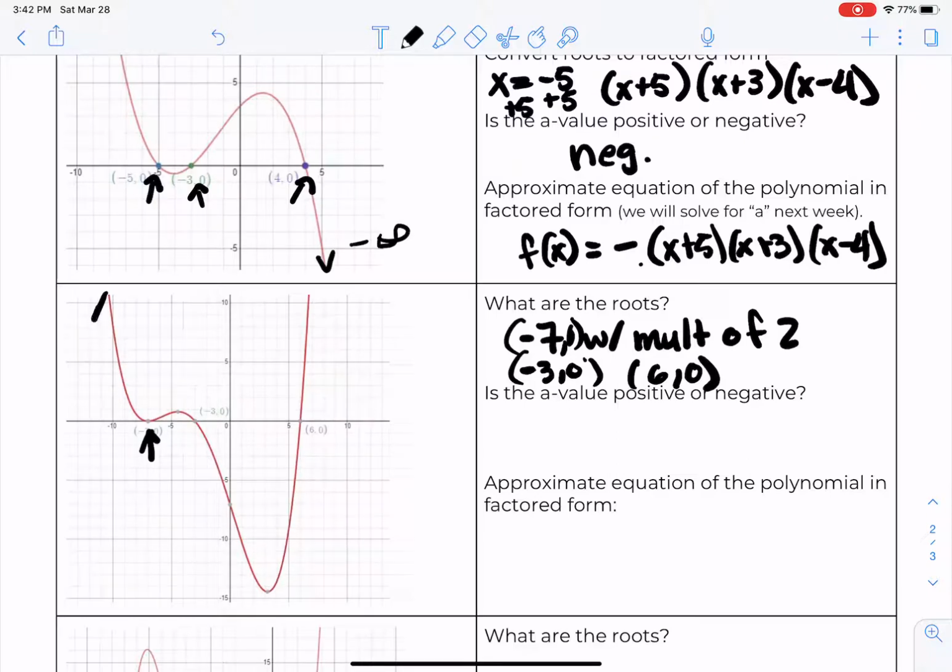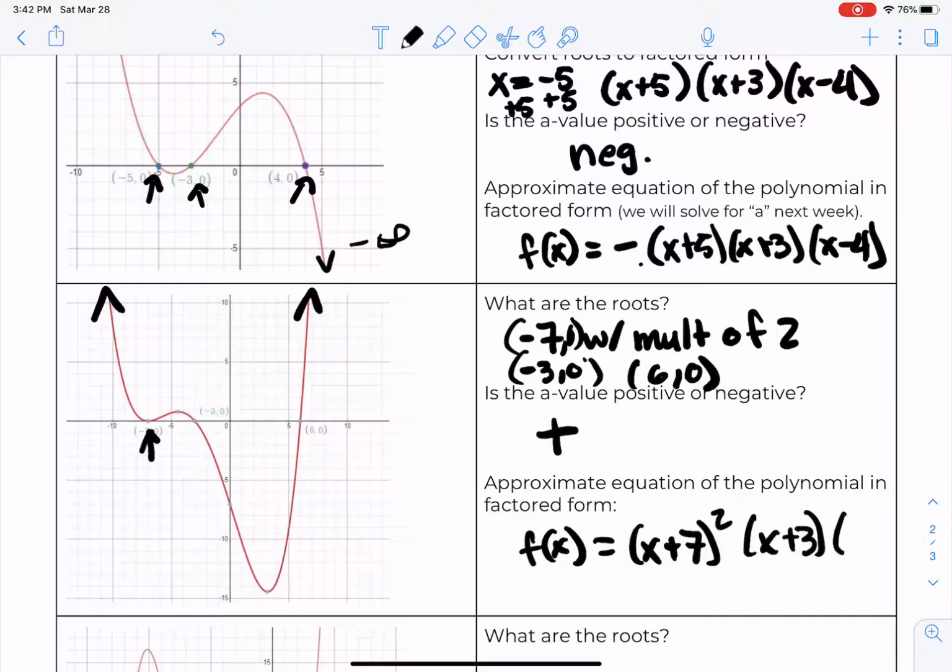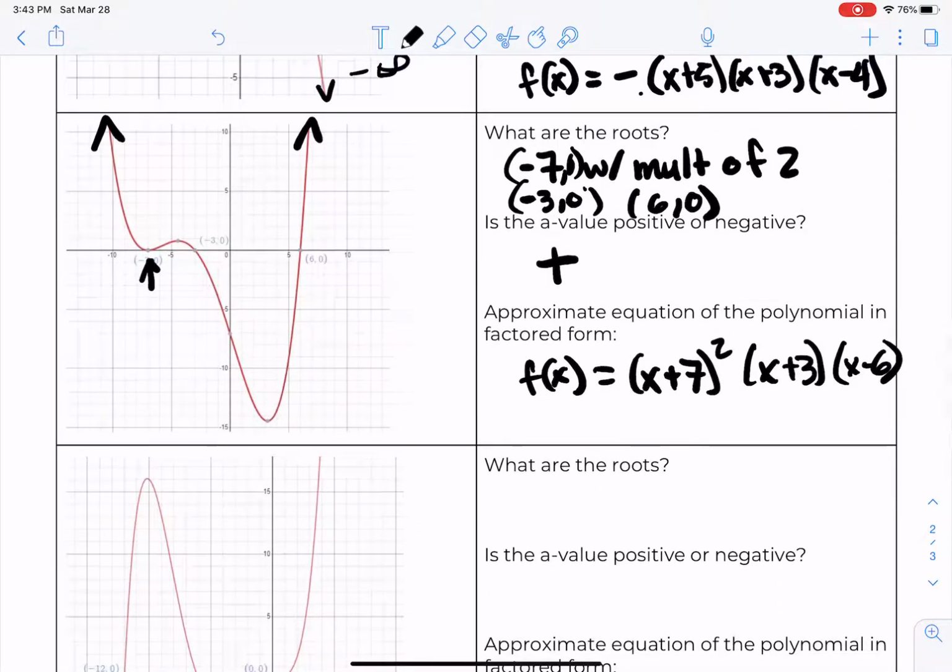Okay, the a value is going to be positive because both arms are going toward positive infinity. So this has a positive a value. So then we'd have f of x or y equals x plus 7, taking my root and creating a factor. And then we square it because it has a multiplicity of 2. It's a bounce point there. And then x plus 3 and x minus 6. Again, just like we did with quadratics, only we have more this time.